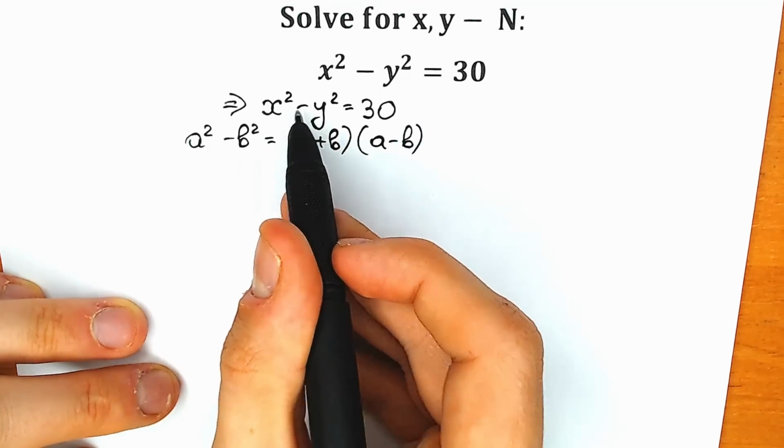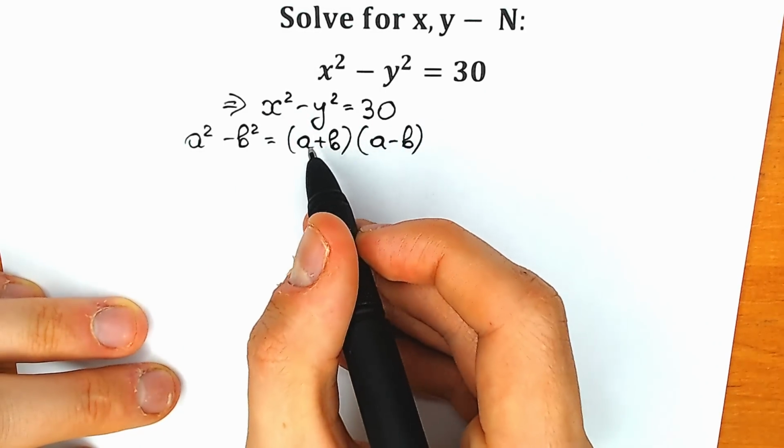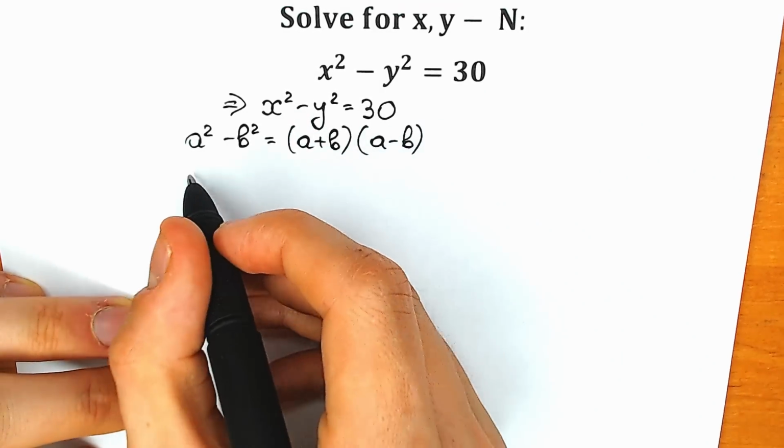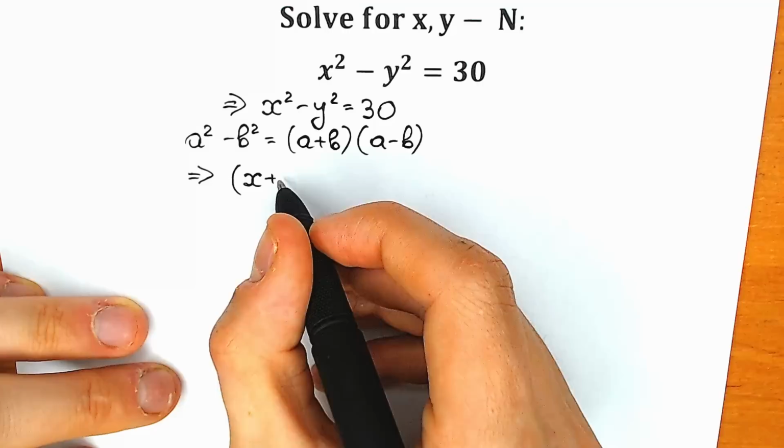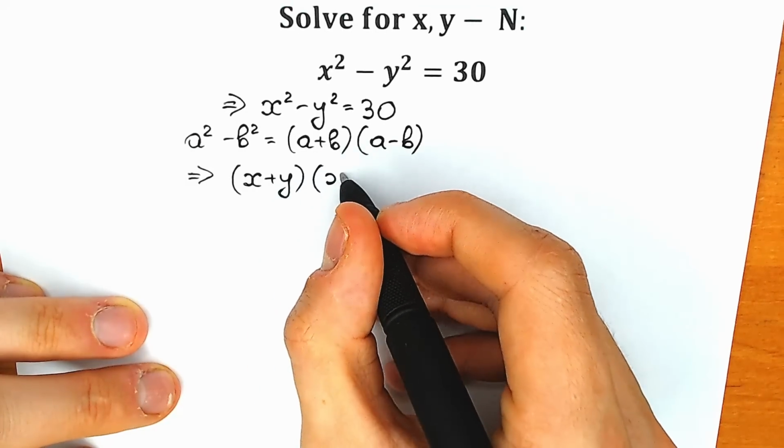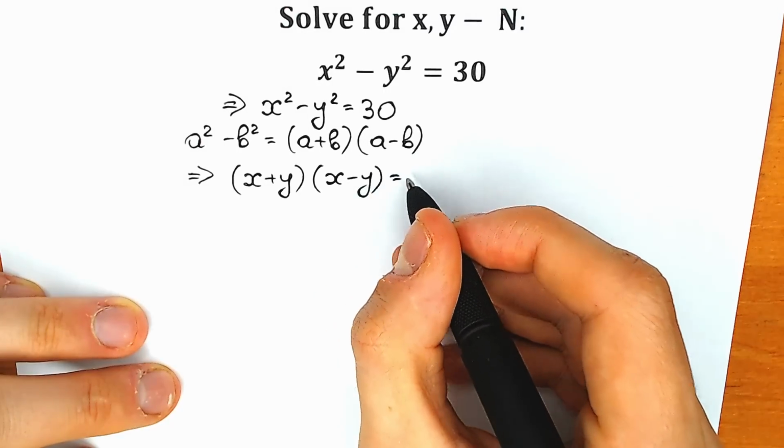Yes, this is our difference of squares, so let's factor it as a product of two parentheses. So as a result, what do we have? We have x plus y times x minus y equal to 30.